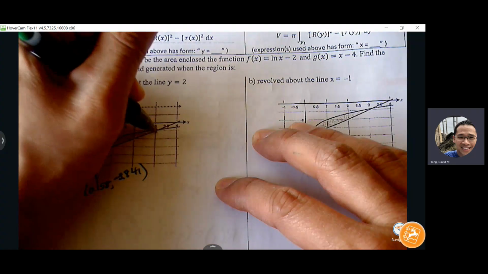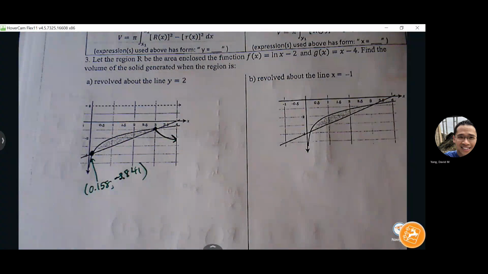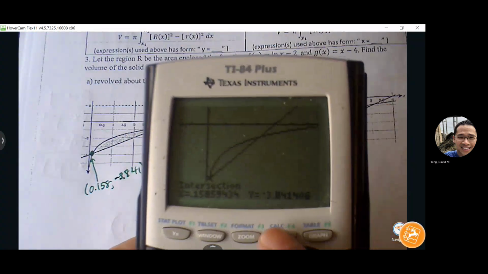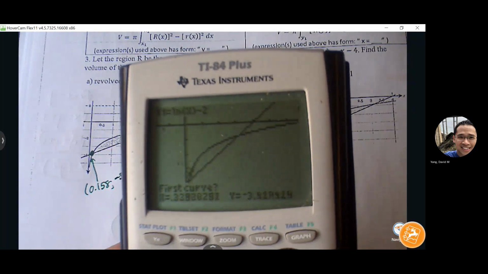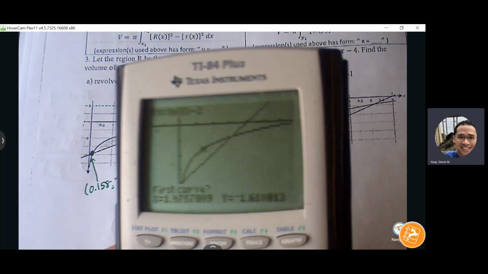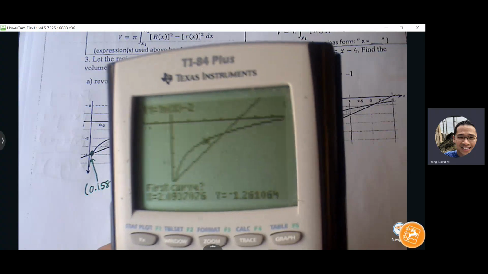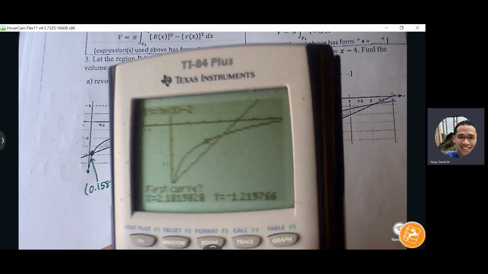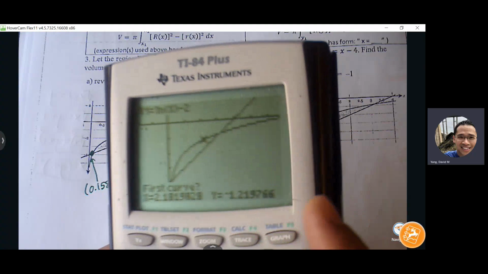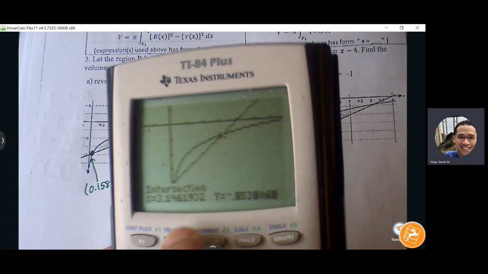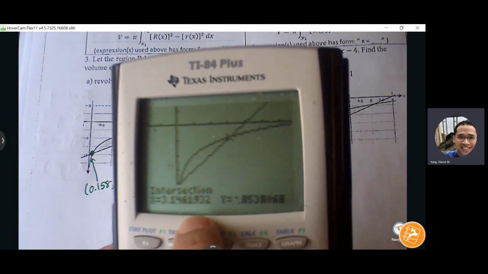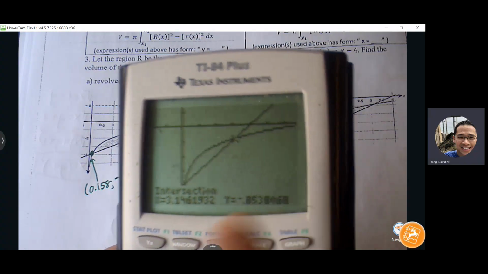Second intersection. Second trace, intersect. Now I want my cursor to be a little closer to my other intersection, hit enter. Second curve, enter. Now it should find this intersection for me. It does: 3.146, negative 0.853.